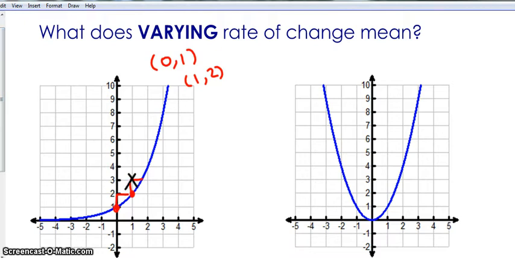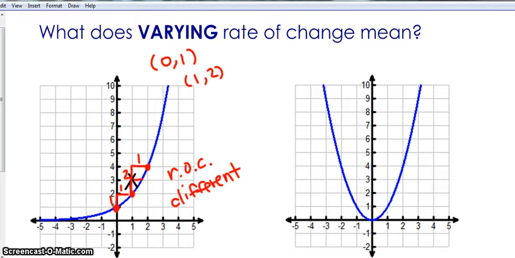So let's see, where can I go? It looks like I can go up 2, right 1. So here I went up 1, right 1, but here I went up 2 over 1. So that rate of change was different as I moved on. And that's what it means to vary.